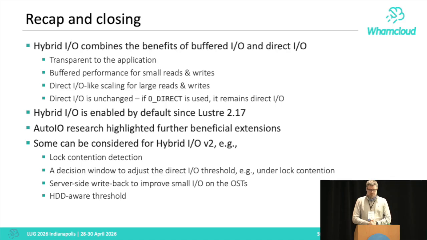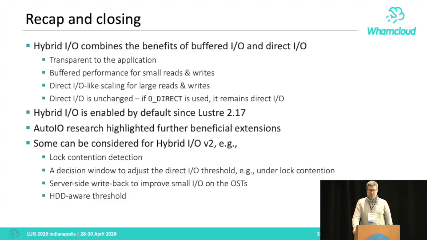All right, to recap and close up. So again, hybrid I/O combines the benefits of both buffered I/O and direct I/O. It's completely transparent to the application, doesn't change the typical strong consistency semantics at all. You get buffered performance for small I/O, you get direct I/O like scaling and performance for large I/O. And if you still want to use AutoDirect and force direct I/O, you can still do that, and hybrid I/O doesn't affect that at all. And hybrid I/O is enabled by default since Lustre 2.17.